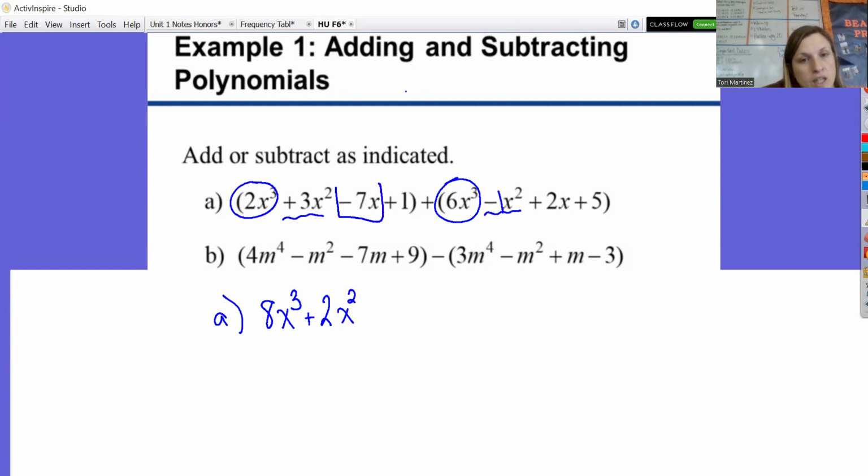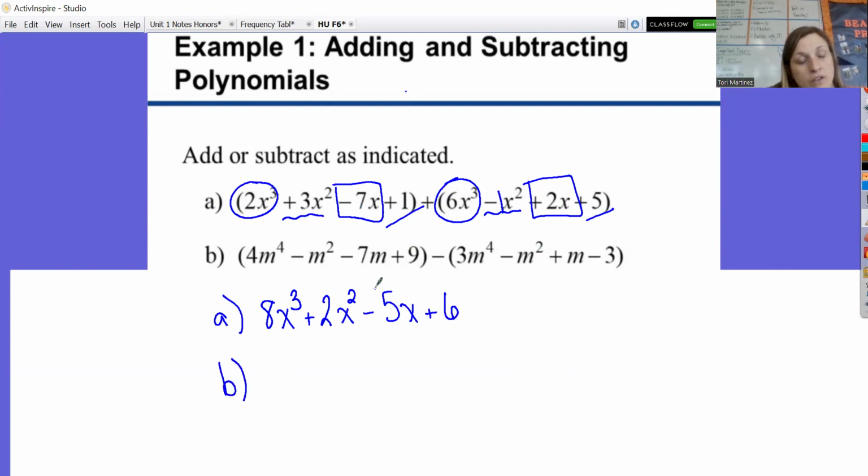We have our linear term, our x's. We have negative 7 plus 2, so we get negative 5x. Then finally, we have a 1 plus 5, and we know that that's 6, plussing because it's plussing in between.